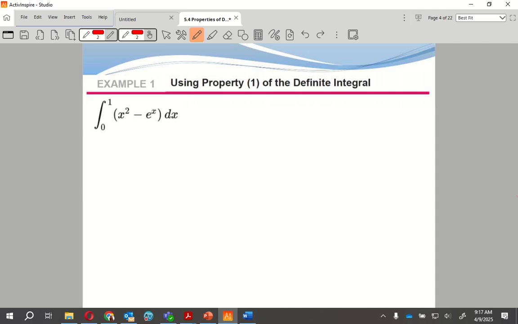All right, so you ready? We're going to do this one right here. I'm going to break it up into two separate parts. This is going to be the integration from 0 to 1 of x squared dx minus the integration from 0 to 1 of e to the x dx. Simple, right?